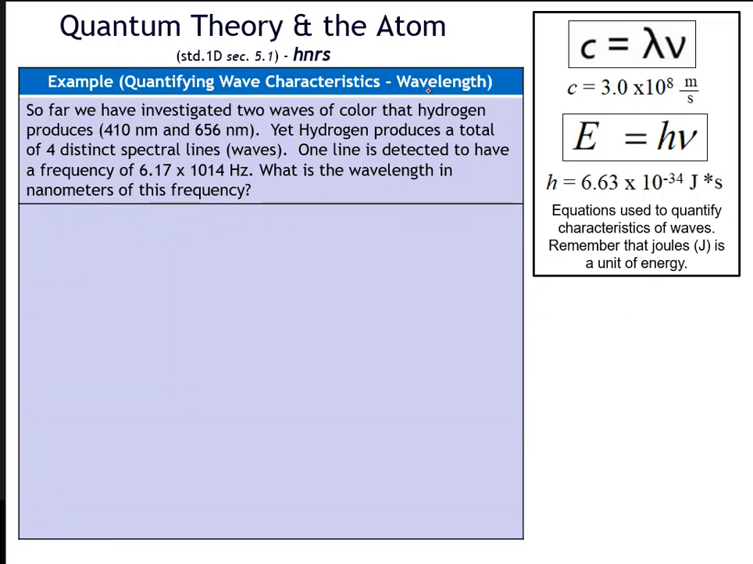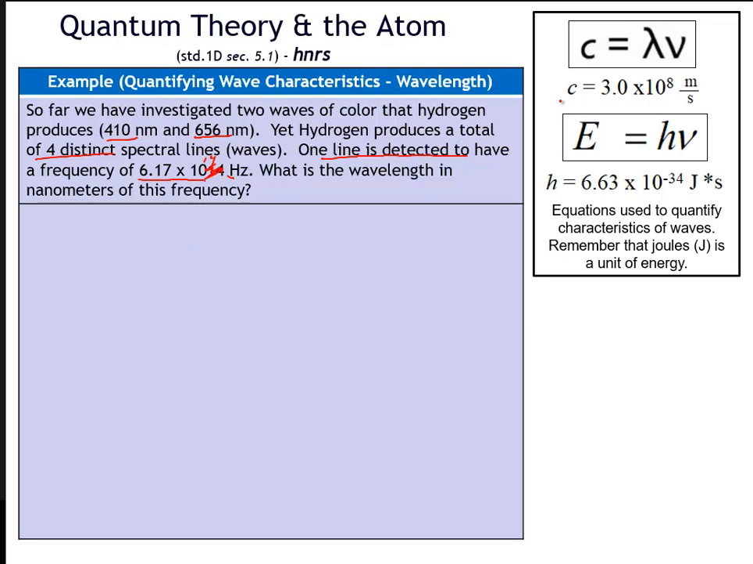The next one here, the wavelength. So in this case, we've talked about already 2 colors of hydrogen that produces 410 nanometers and 656 nanometers. Yet hydrogen produces a total of 4 distinct spectral lines. Those lines you saw through the spectral tubes. One line is detected to have a frequency of 6.17 times 10 to the 14 hertz. I want you to tell me what the wavelength in nanometers is of that frequency.